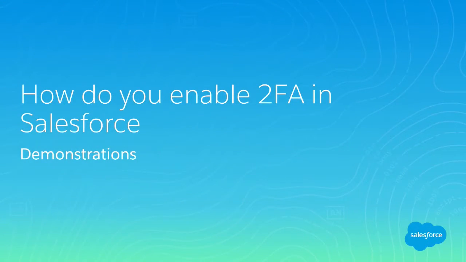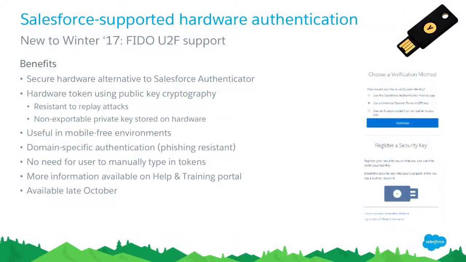All right, so the last thing, there's two things we want to talk about. First is we've got a new feature coming out in Winter '17. This is dropping in mid-October, and what it adds is the ability to use hardware tokens to do two-factor without needing a phone. So if you're in an environment like DoD or banks that do not allow phones in high security areas, but you still want to do two-factor authentication, these are an option.